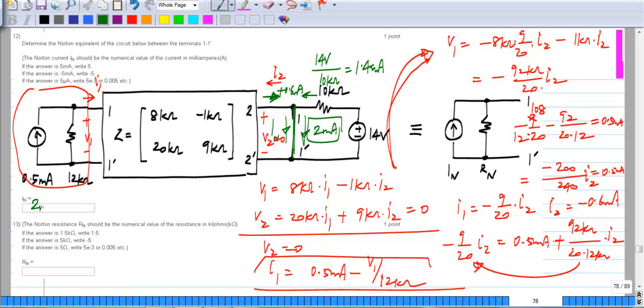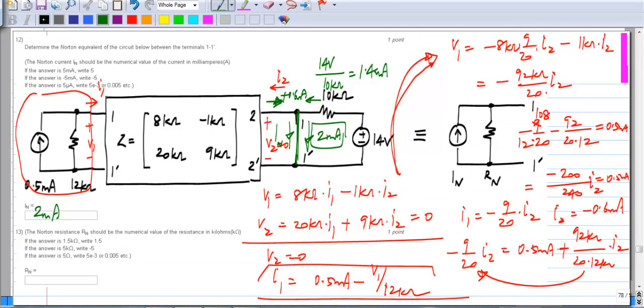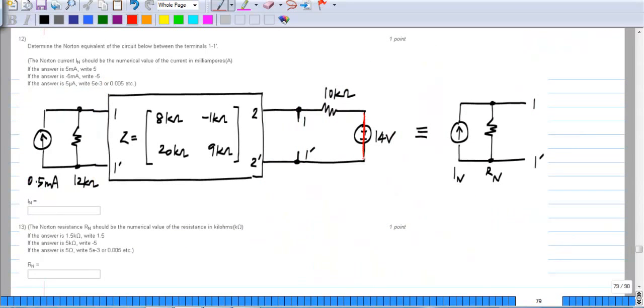So the Norton current is 2 milliamps, and the Norton resistance is found by deactivating the independent sources. So we have this current source open circuited, the voltage source short circuited, and we can find the resistance in here. Whatever resistance we find, that parallel with 10 kilo ohms, because 10 kilo ohms appears directly across 1 prime, is the net Norton resistance. And this one, again, we write the two port equations.